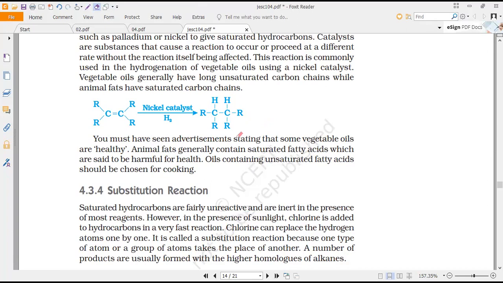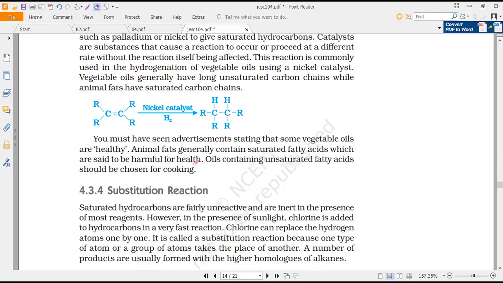Remember, in advertisements they say that some vegetable oils are healthy. Animal fats generally contain saturated fatty acids, which are said to be harmful for health. So animal fats contain saturated or unsaturated fats? Saturated. So is it good for health or bad for health? Bad for health. In the same way, oils containing unsaturated fatty acids should be chosen for cooking. That means it is good for health.